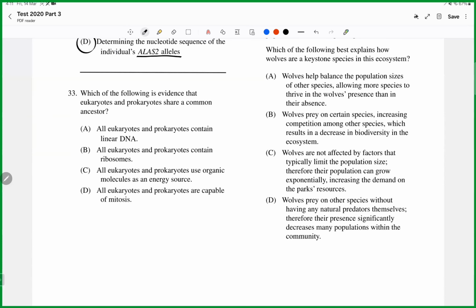Which of the following is the evidence that eukaryotes and prokaryotes share a common ancestor? I don't see it here though. Endosymbiosis? But it's not here. Prokaryotes do binary fission, not mitosis. Actually, some prokaryotes use inorganic compounds like H2S.